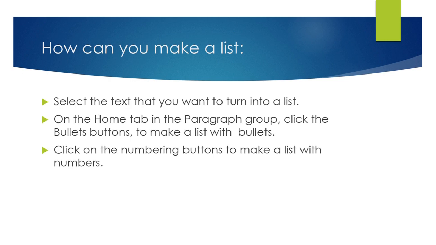How can you make a list? In Microsoft Word, how can we make a list? Select the text that you want to turn into a list. On the Home tab, in the Paragraph group, click the Bullets button to make a list with bullets. Click on the Numbering button to make a list with numbers.